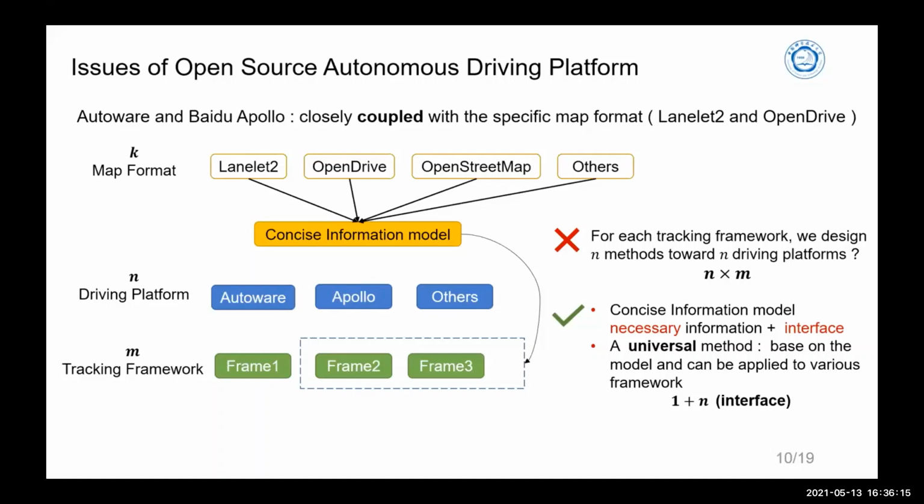So finally, we determined to build a scene information model that defines only necessary information. It only needs to implement an interface to extract information from a different format map. Based on that model, we can design a universal method to use the scene information in different tracking frameworks. In that way, we only need to design one method and implement interfaces for scene information extraction.